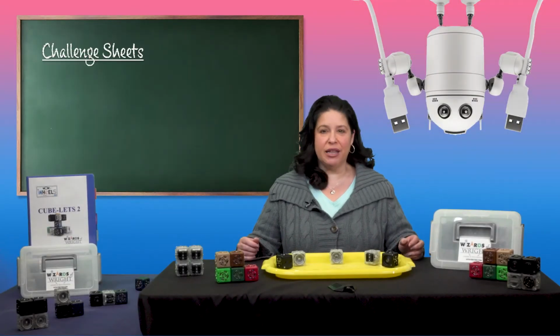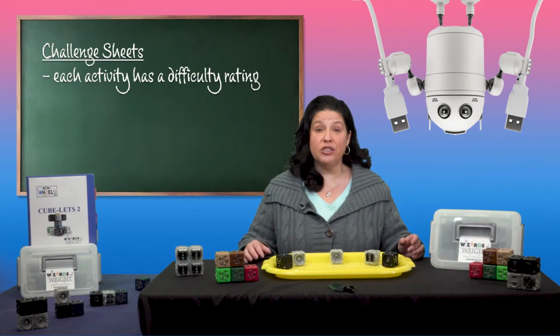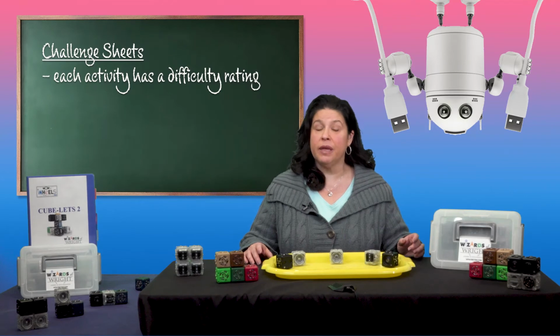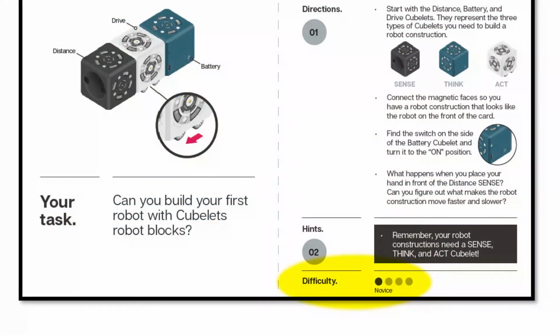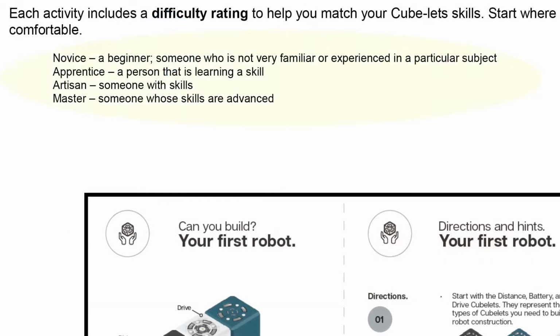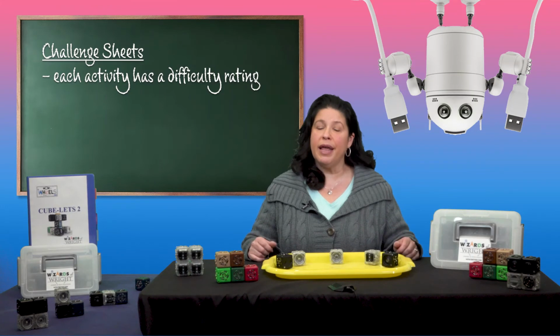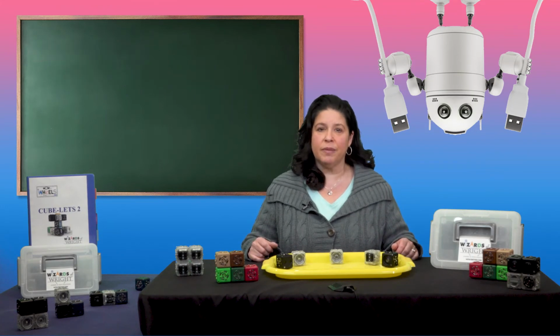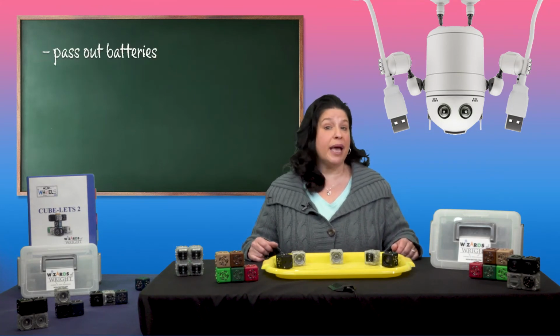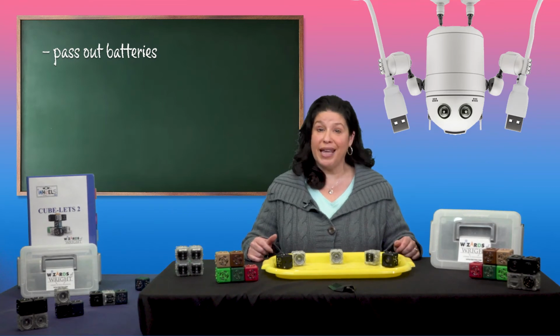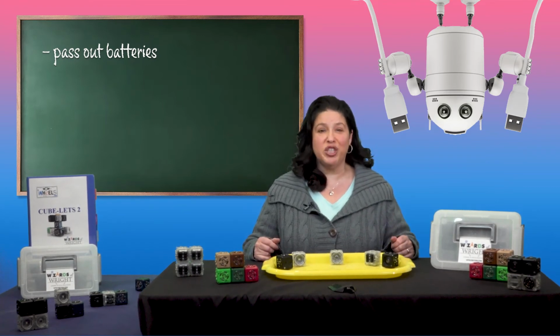Now that you have the challenge sheets, let me explain that the challenges are divided by difficulty. Each activity includes a difficulty rating to help you match your Cubelet skills to a challenge you are comfortable with. Please check the descriptions at the top of the page. You should feel free to decide which challenge to start with and how to proceed through them. And you may not have time for all of the challenges. Teachers, when you're ready, please pass out the battery cubes, and I'll see you back here when they have finished all of the challenges.